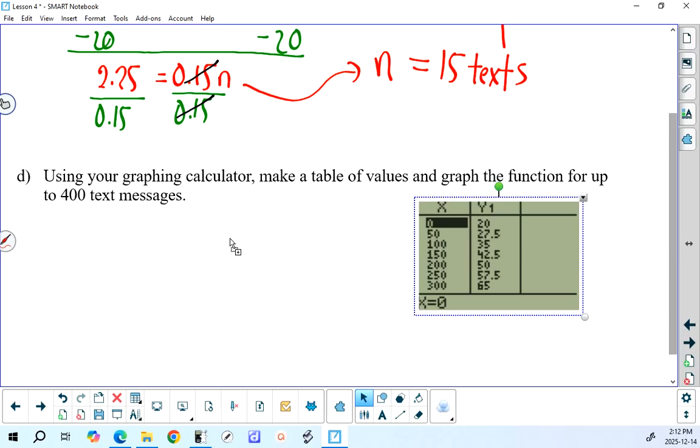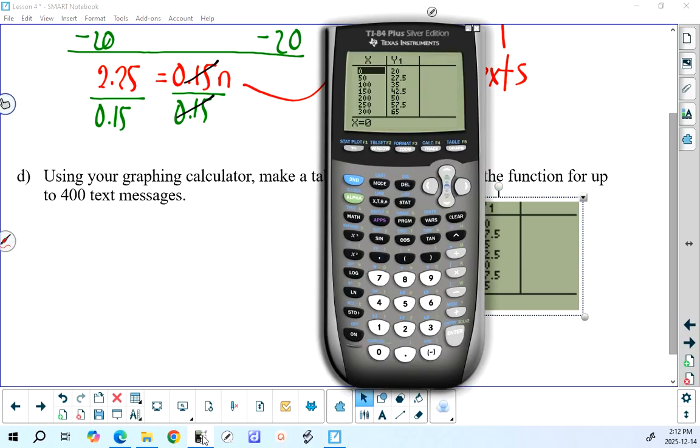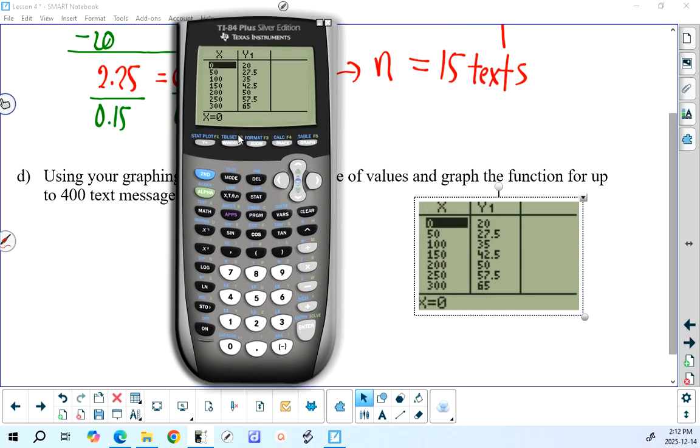It's not a one-time only thing. We're not just doing this now. We're going to do it later for other examples. The nice thing about that, too, is now I can see what my y coordinate is when I get up to 400. It's $80. So I'll remind you, we put in for y1 the formula.